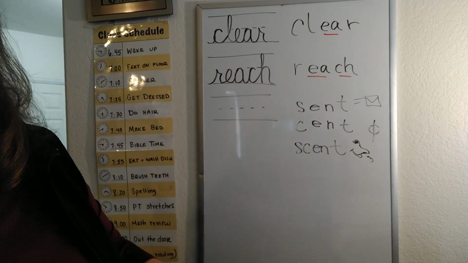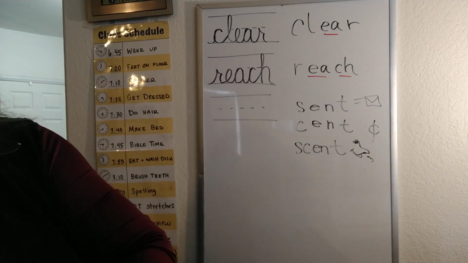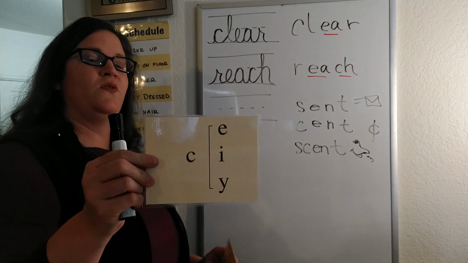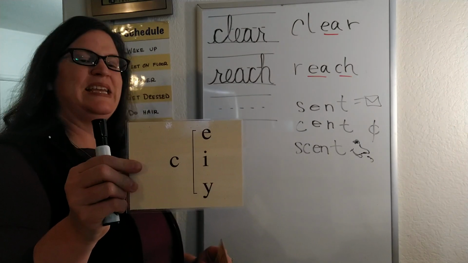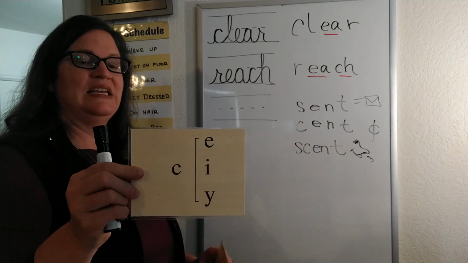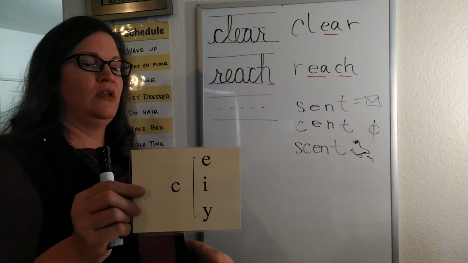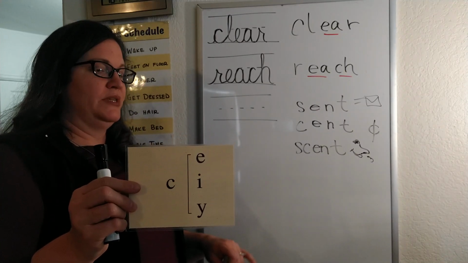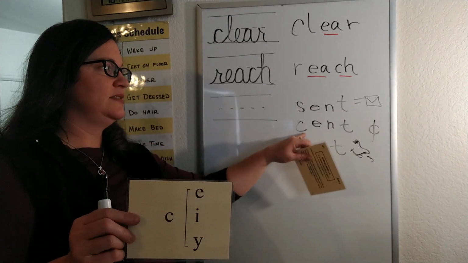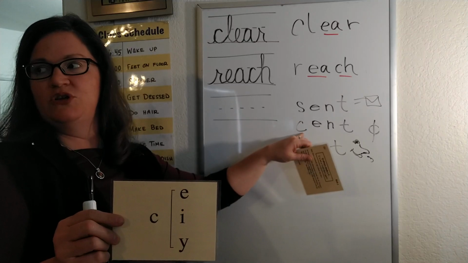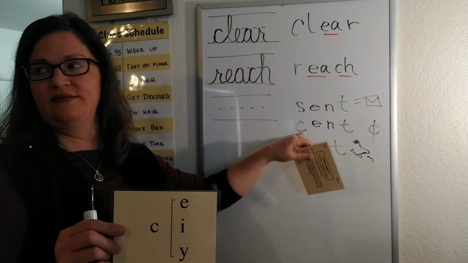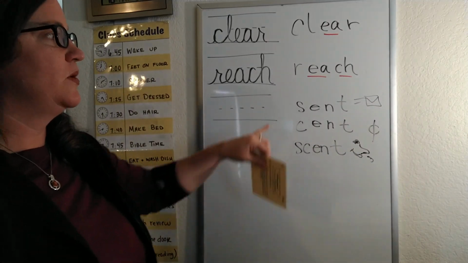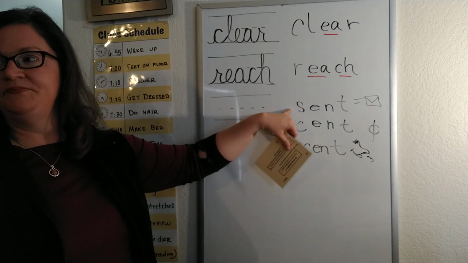Because remember our rule? C says s before E, I, or Y, but it can say k, like in act, can, music, but those are bonuses. Okay, so you're looking at s. It usually says k first, right? Can, and then s. This will be sent here. But the word we're spelling today is this one.